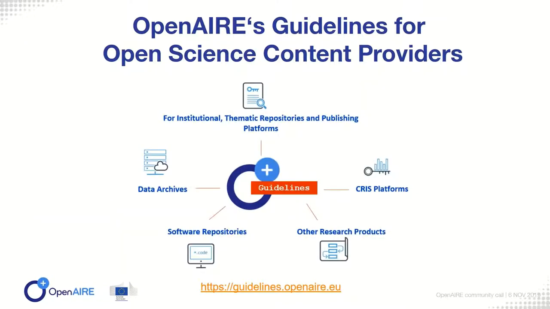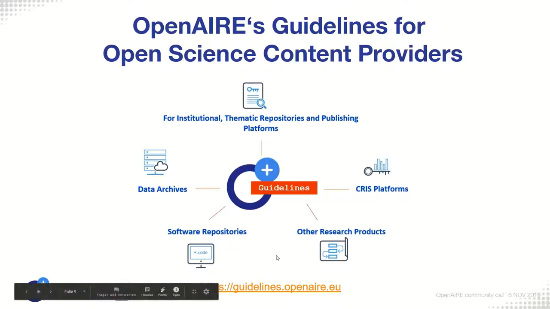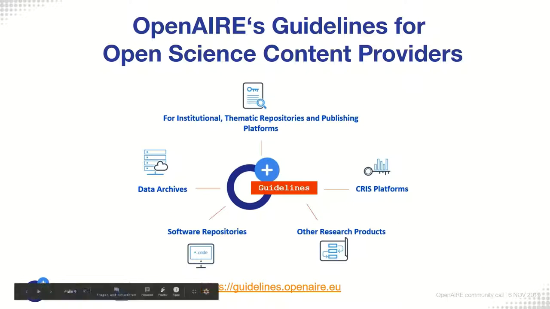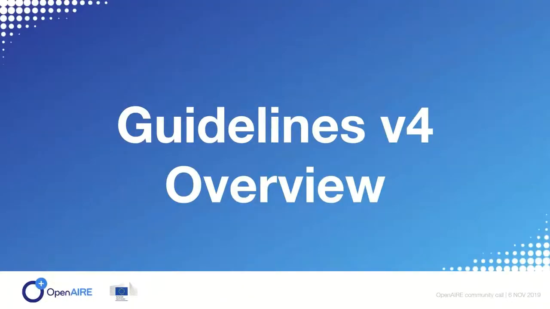For these, we have different guidelines. First of all are the literature guidelines, or now the institutional and thematic guidelines for repository managers, also for CRIS platforms, current research information systems, for data archives, for software repositories and other research products. If you like, you can take a look at the guidelines at openaire.eu for more information. Guidelines version 4 overview.